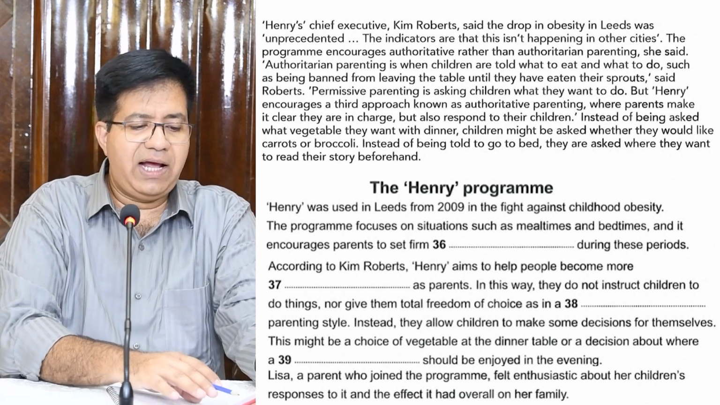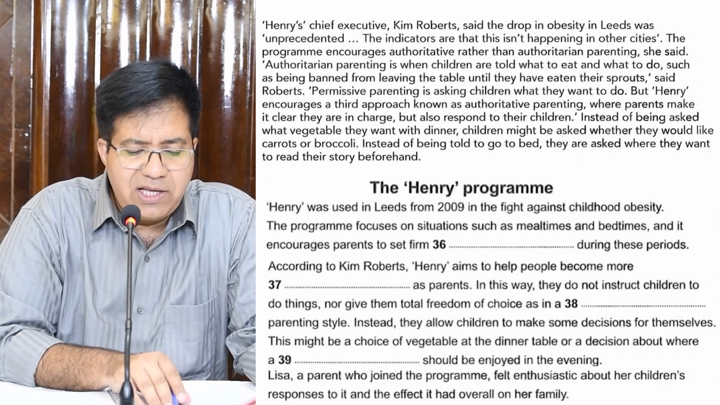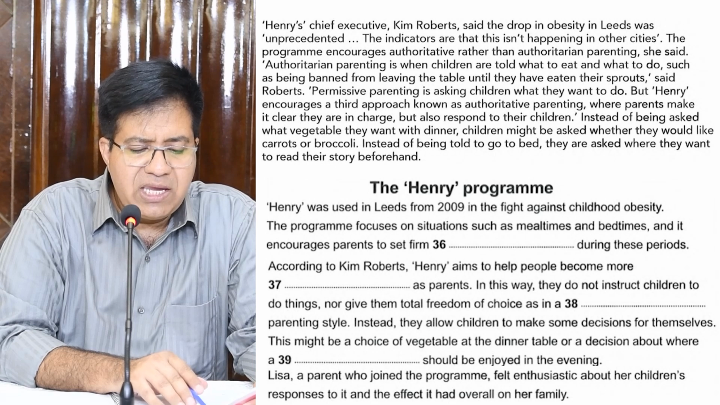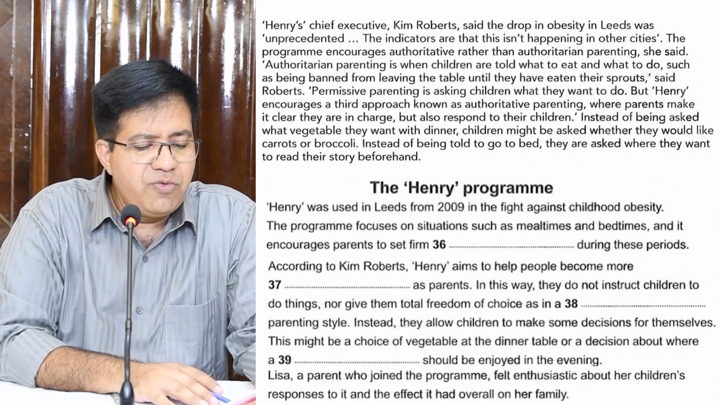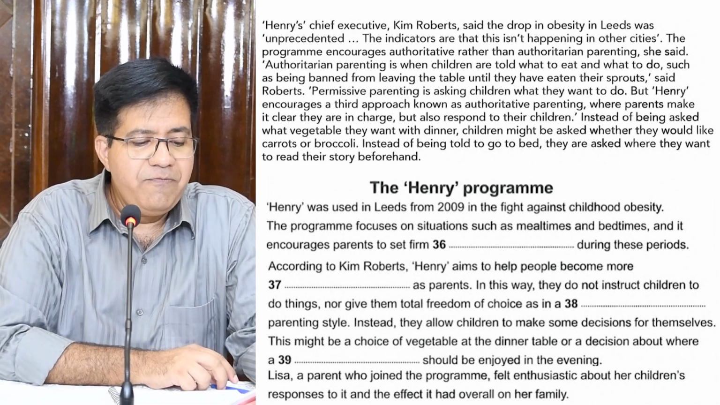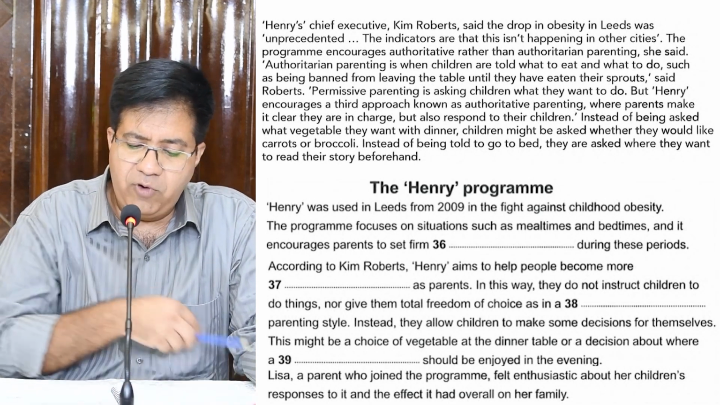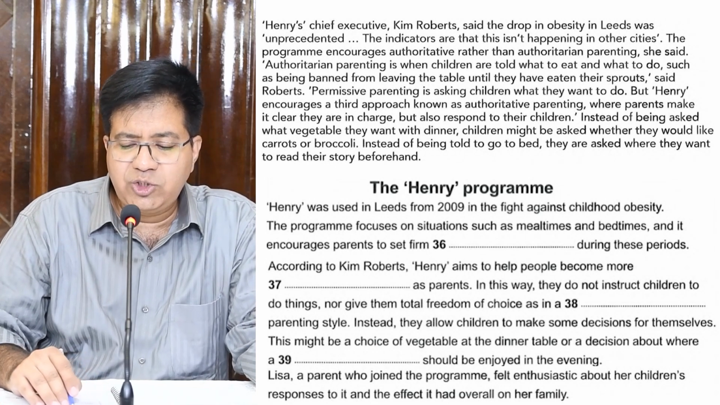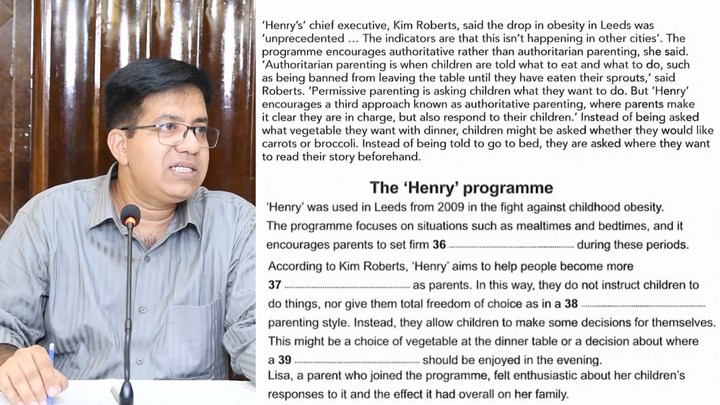Okay, I'm reading third last line. What vegetable they want with dinner? Children might be asked whether they would like carrots or broccoli. Instead of being told to go to bed, they are asked where they want to read the story beforehand. What's the answer? Where they want to read their story beforehand. Now, where they want to read their story means decision about where a story should be enjoyed in the evening. So, answer is story.